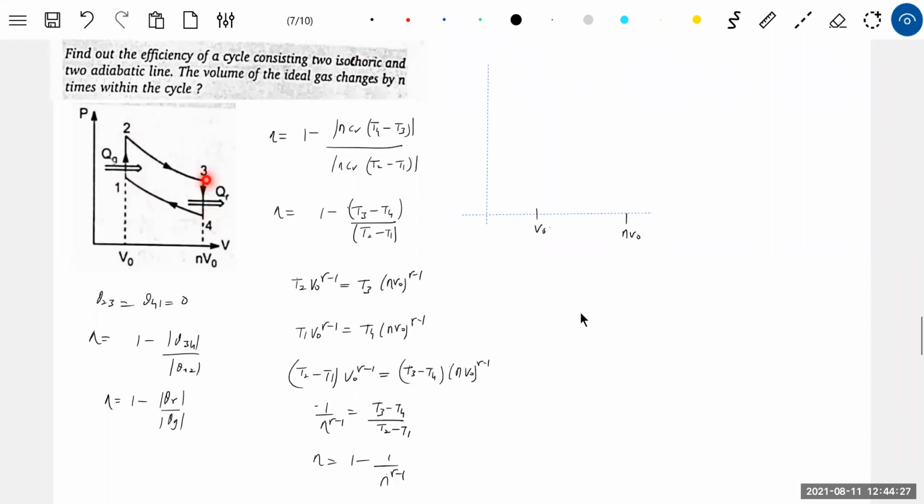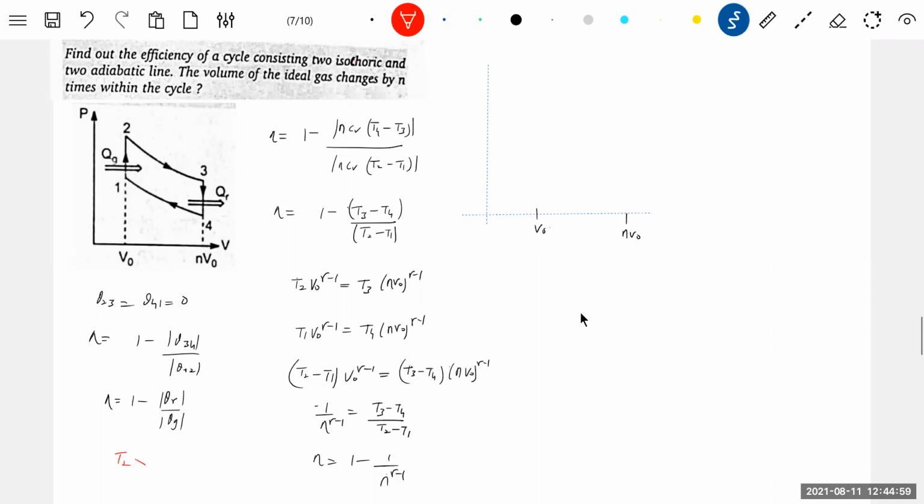In isochoric process, so if pressure decreases, temperature should also decrease. So what is the order here now? How we should take order? T2 should be greater than T3, T3 should be greater than T4, T4 should be greater than T1, or T1 should be greater than T4. Temperatures we need now, which will be higher temperature.